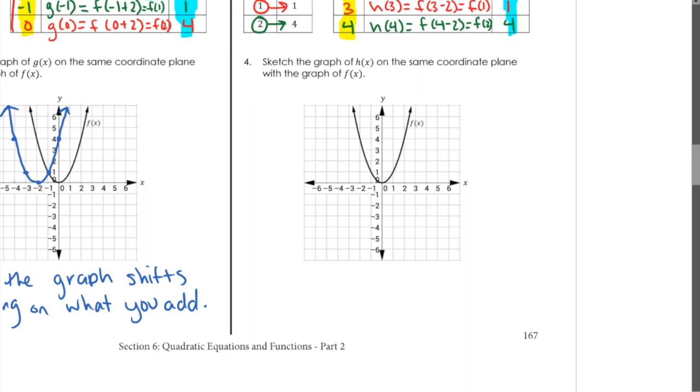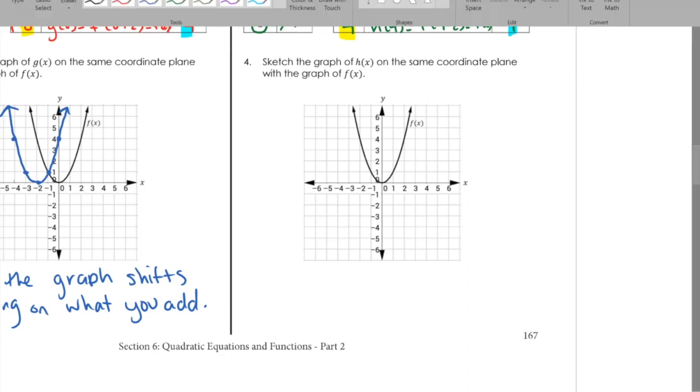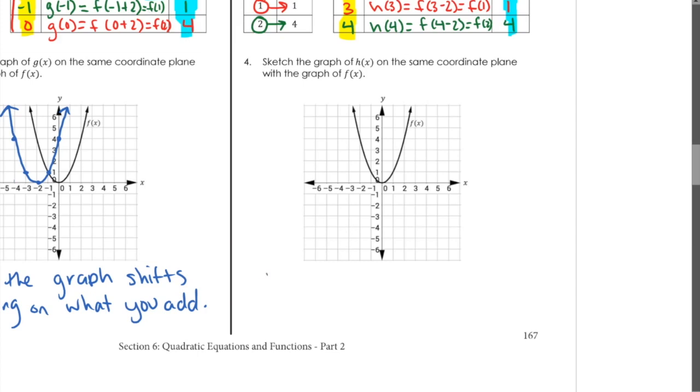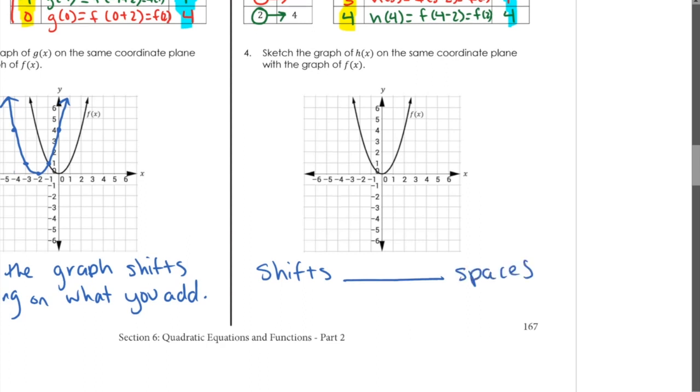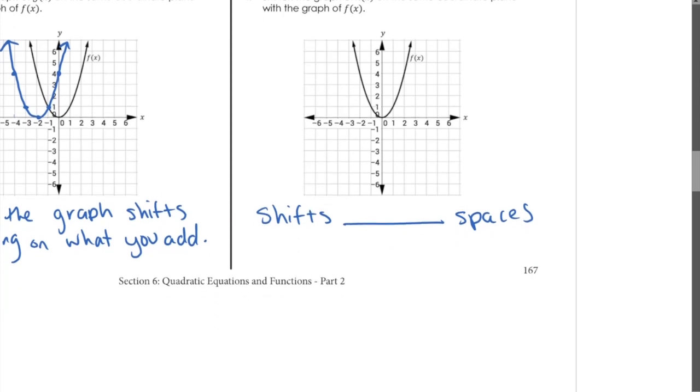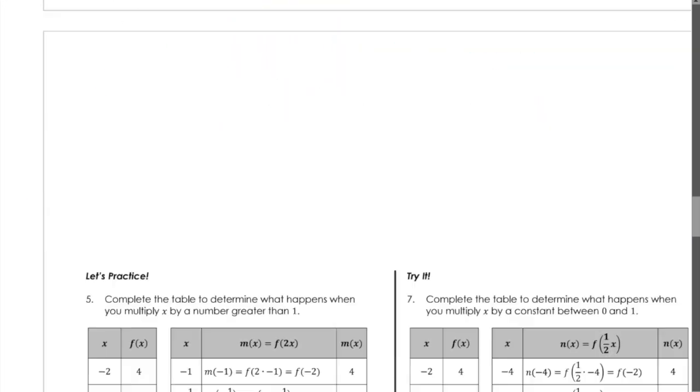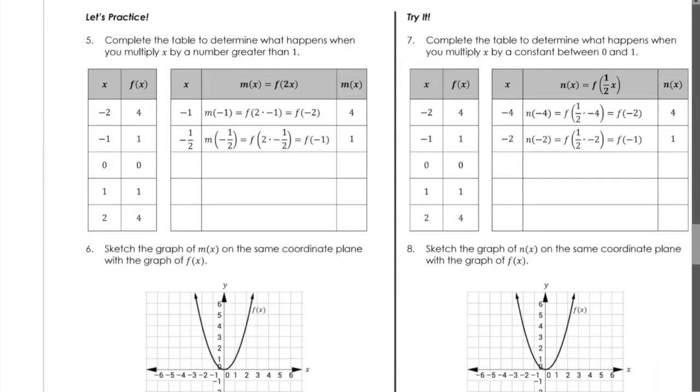If I can get the pen to come out. Okay, I would say shifts blank spaces. So when you graph it, you'll be able to tell me how many spaces it shifts and where it shifts to. Does it shift to the left? Does it shift to the right? Does it shift up, down, and so forth? Okay, let's go ahead and try 5.